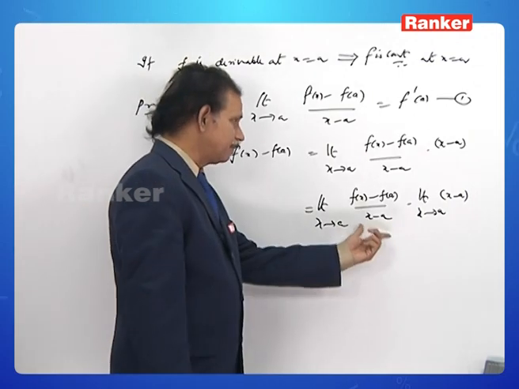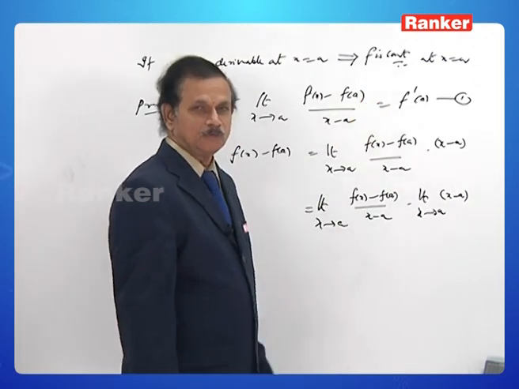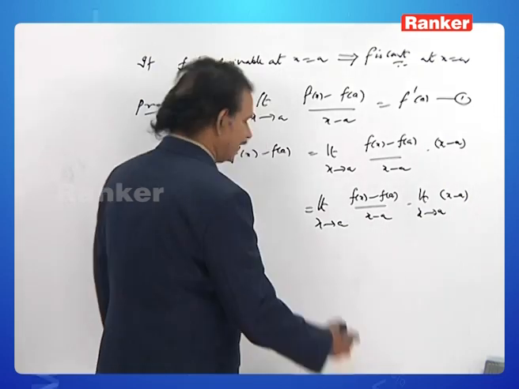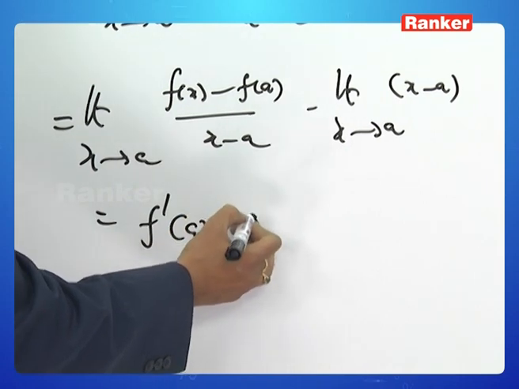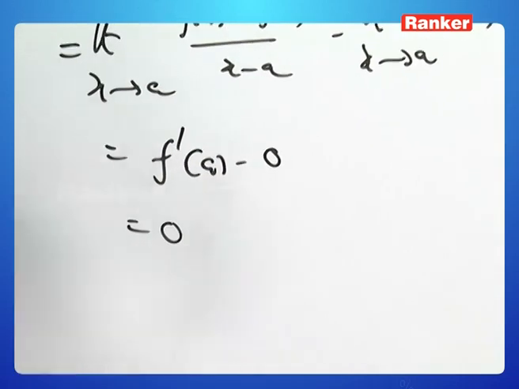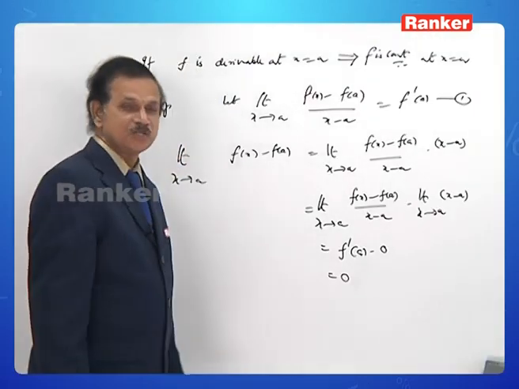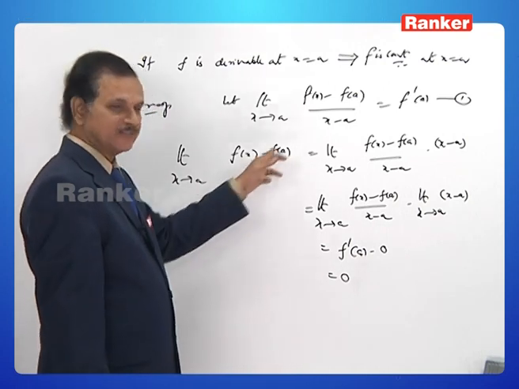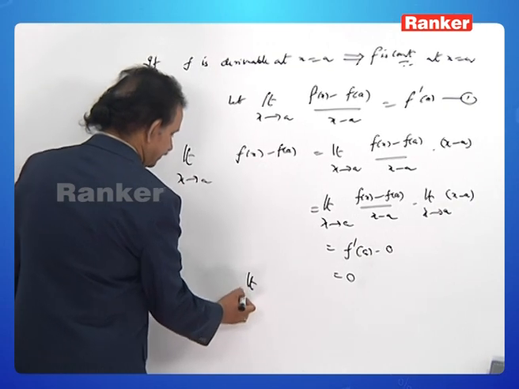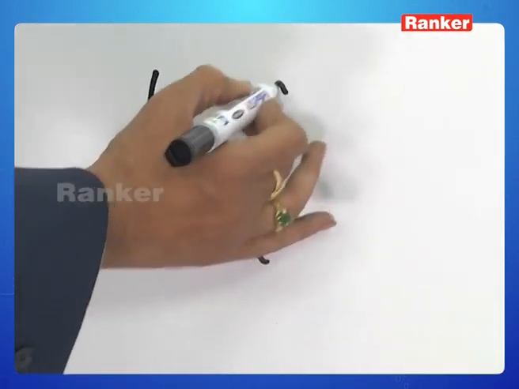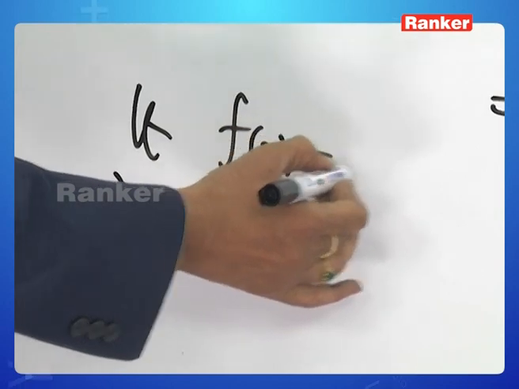What is this limit? f'(a). Who told you? It is given in the data. Therefore it is f'(a), and that into the limit of (x − a), which is 0, is equal to 0. So this limit of f(x) − f(a) is 0. Therefore, the limit as x tends to a of f(x) is equal to f(a).